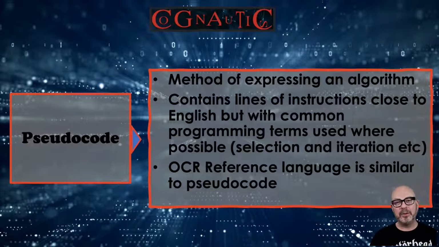Anyway, let's look at pseudocode now. We know that pseudocode is another method of expressing an algorithm, and it's lines of instructions which are close to English, and it's got these commands that you find in programming, selection and iteration, and the various commands we'll come on to shortly. An OCR reference language, which I'll now mention for the second time, is at the back of the specification after the content. That's where you'll find the reference language. Get your heads into it. Make sure that you are au fait with everything in there.